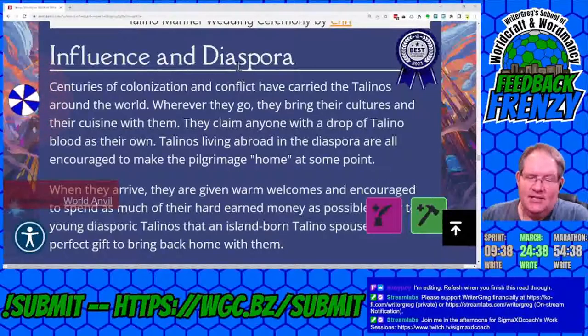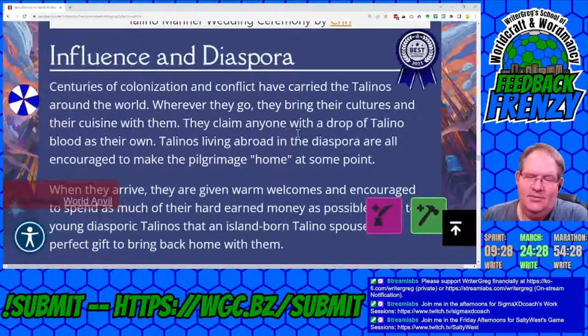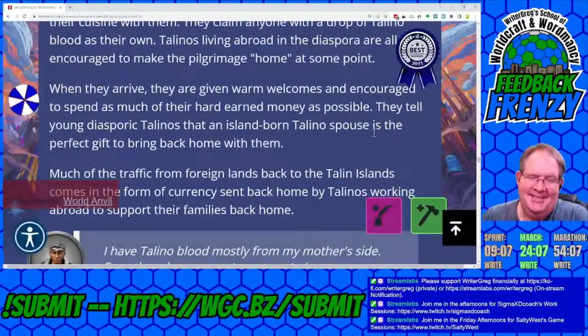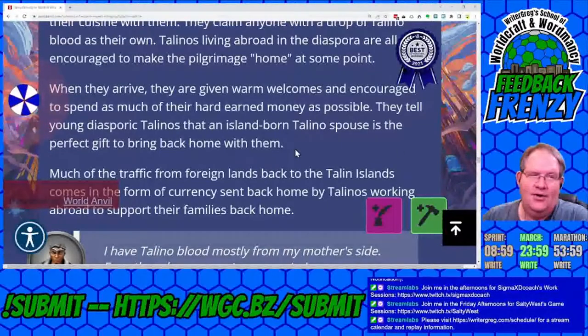Influence and diaspora. Centuries of colonization and conflict have carried the Talinos around the world. Wherever they go, they bring their culture and their cuisine with them. They claim anyone with a drop of Talino blood is their own. Talinos living abroad in the diaspora are all encouraged to make the pilgrimage home at some point. When they arrive, they are given warm welcomes and encouraged to spend as much of their hard-earned money as possible. They tell young diaspora Talinos that an island-born Talino spouse is the perfect gift to bring back home with them.